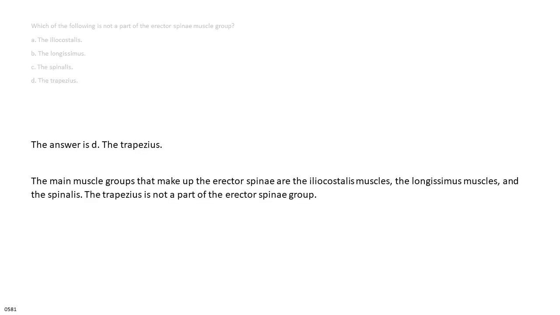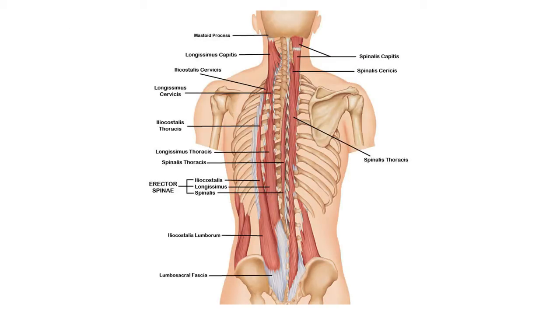The answer is D. The trapezius. The main muscle groups that make up the erector spinae are the iliocostalis muscles, the longissimus muscles, and the spinalis. The trapezius is not a part of the erector spinae group.